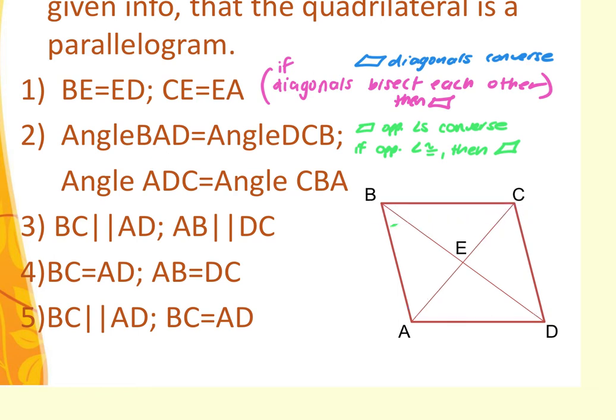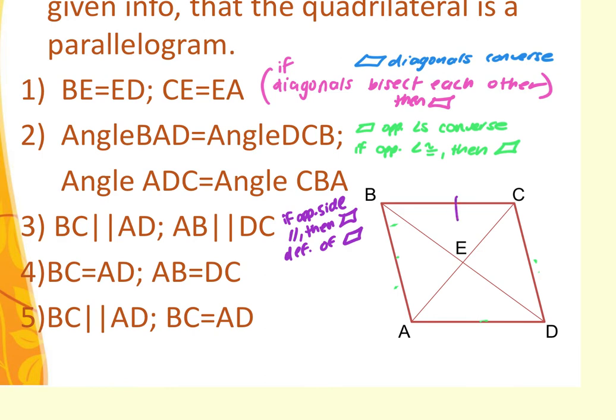Okay, 3 says BC is parallel to AD and AB is parallel to DC. What reason is that? Nick. The opposite sides are parallel. Okay, if opposite sides parallel, then parallelogram, or this is the one that's short because you can say definition of a parallelogram. That's not a theorem. That's a definition. Nice.